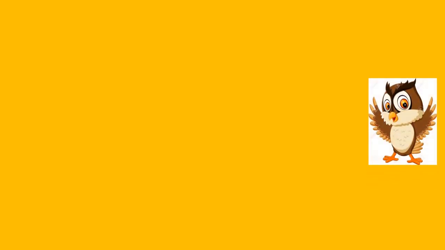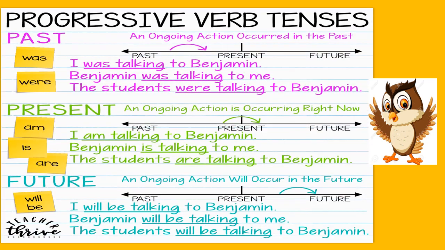Let's look at another aspect of tenses, and that is progressive verb tenses, in past tense, present tense and future tense. Progressive is also known as continuous tense. So past progressive verb tenses, present progressive verb tenses and future progressive verb tenses. Now let's take past progressive verb tenses, which is an ongoing action that has occurred in the past.